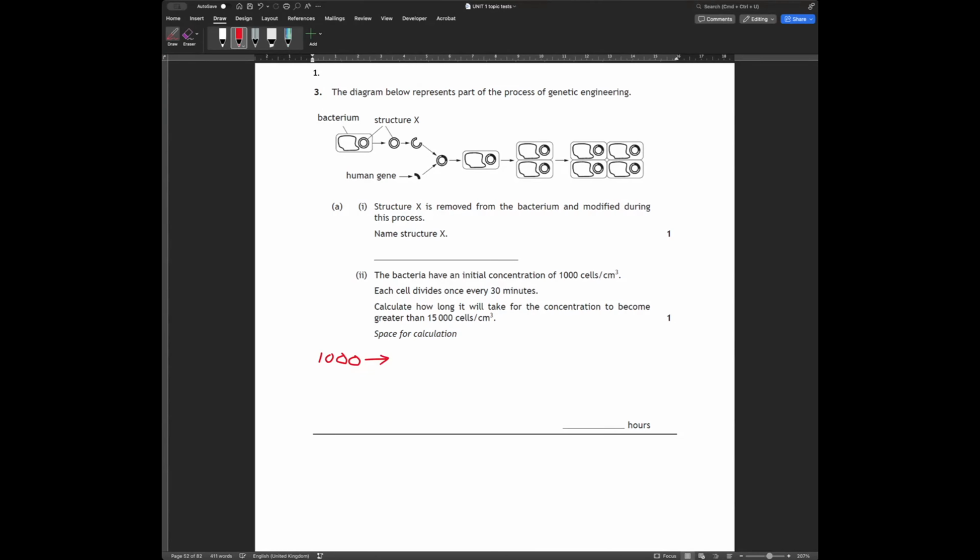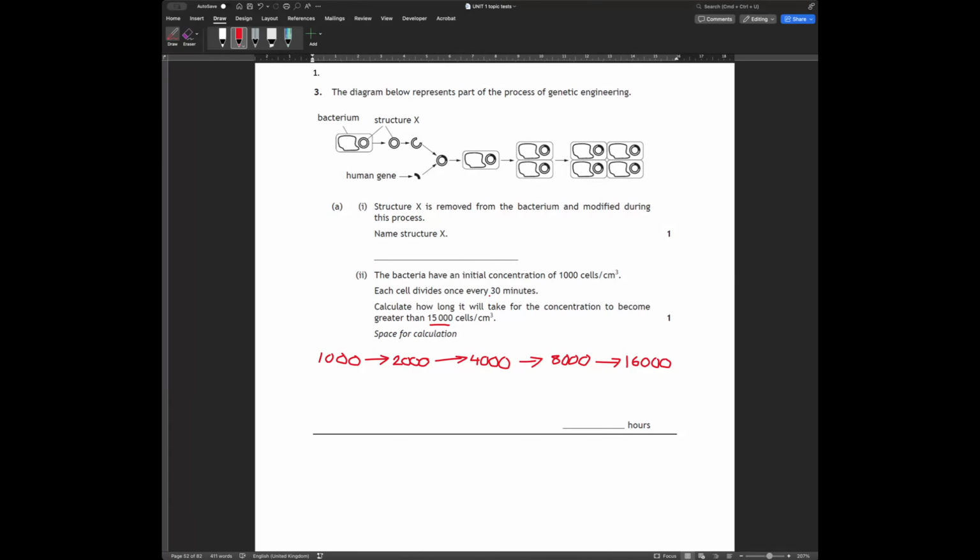After one division, we will have 2,000 cells. Okay, and after another division, we will have 4,000 cells. Okay, after another division, we will have 8,000 cells. And after another division, we will have 16,000 cells. Okay. Now our target was to get to 15,000 cells.